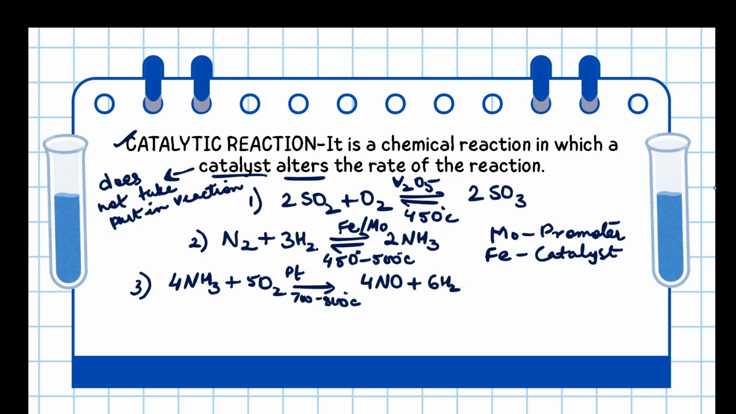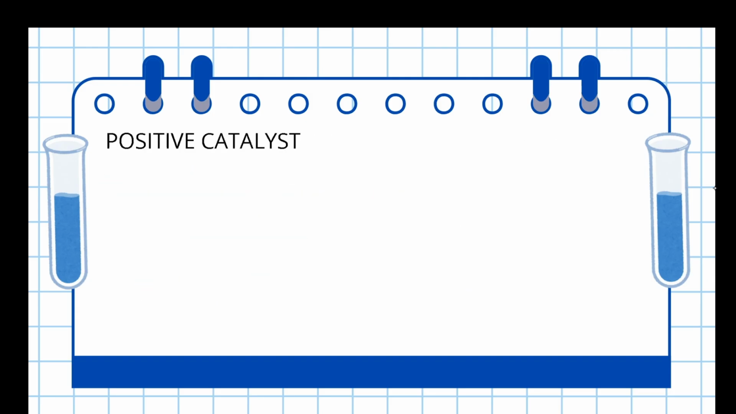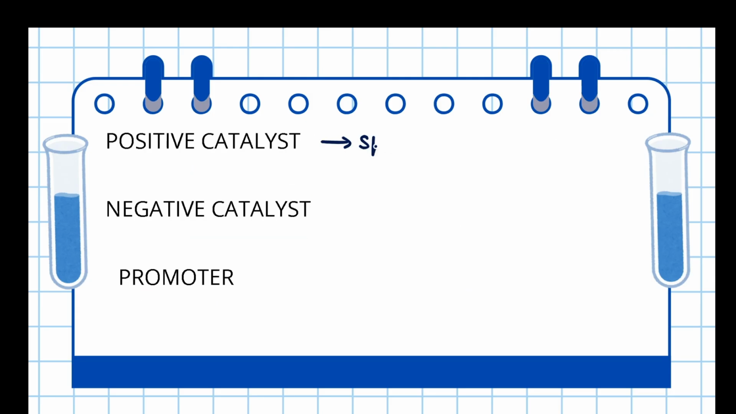So what is the catalyst that is used? Catalyst used over here is platinum. So the first two reactions we saw were reversible reactions, so you can remember the same reaction for catalytic reaction also. Okay. So what is a positive catalyst? It will speed up the chemical reaction.